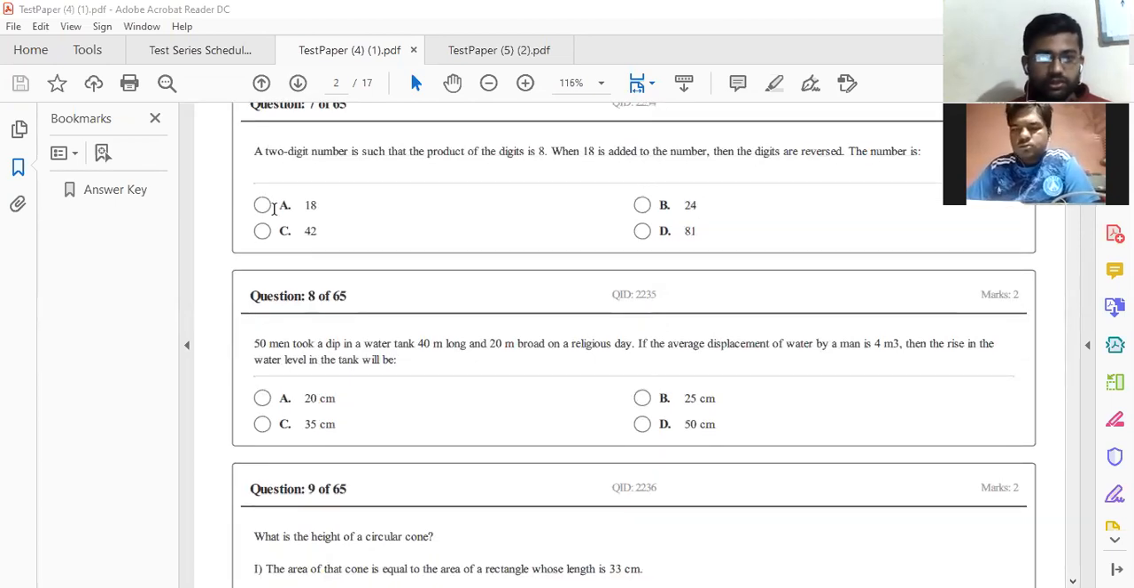A two-digit number is such that the product of the digits is 8. When 18 is added to the number, the digits are reversed. The number is... Okay. So now, a two-digit number.